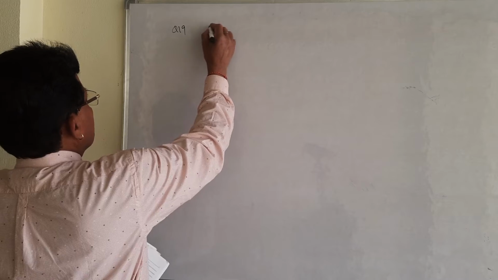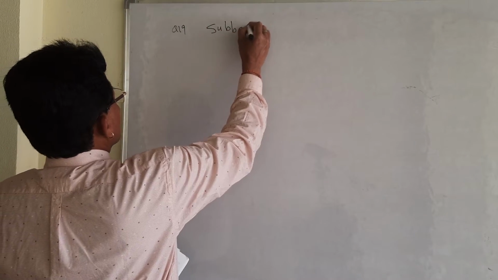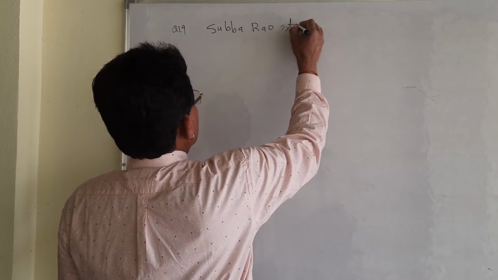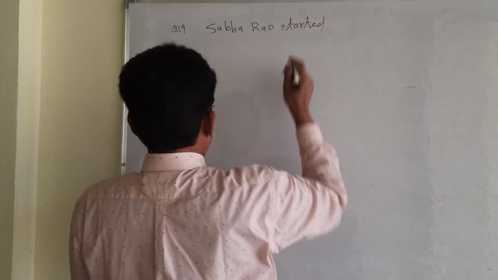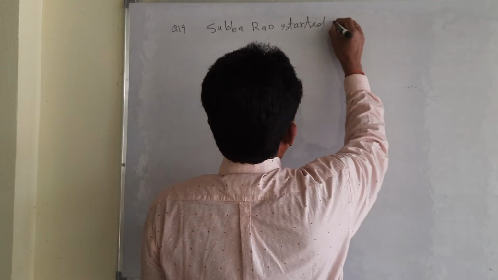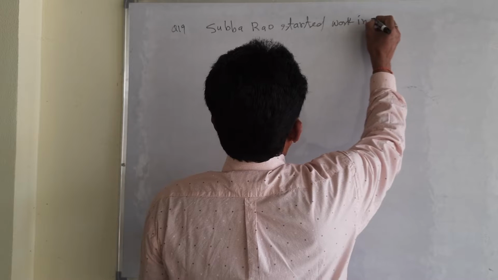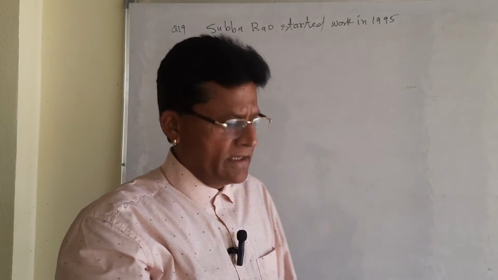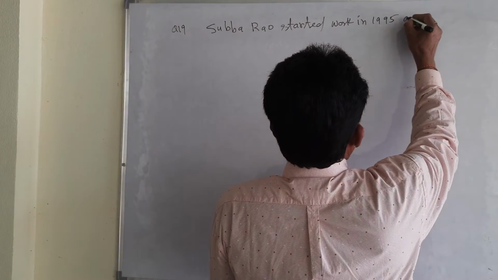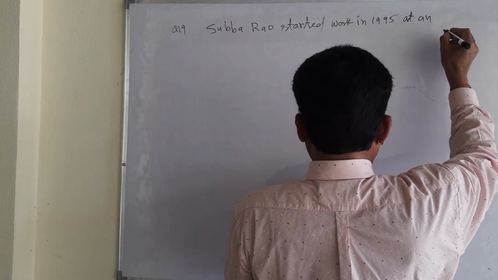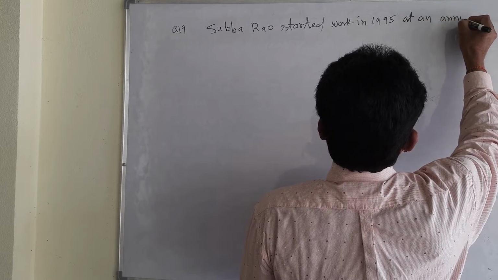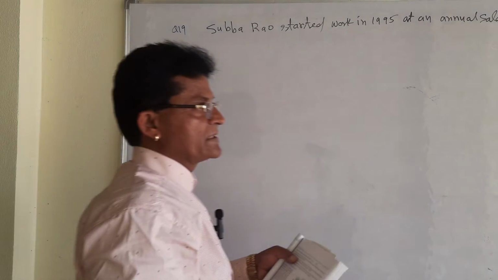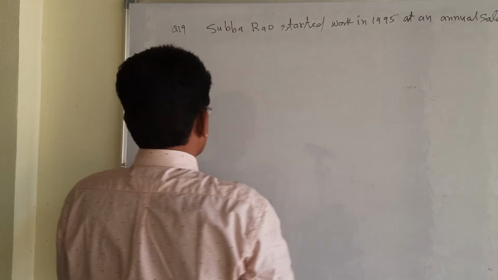Subbarao started. Try to understand the language. What he started? Work. He started the work in 1995, as per the given data, at an annual salary. The salary of Subbarao is how much? It is rupees 5,000.